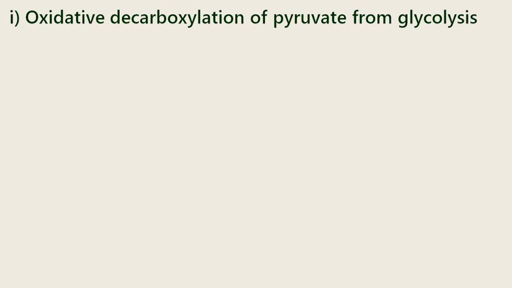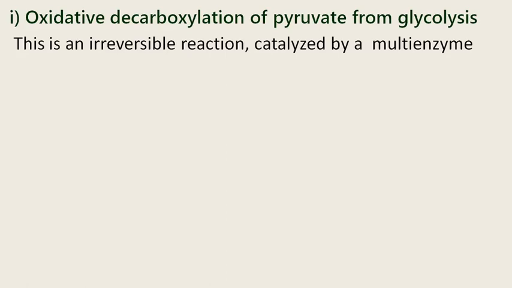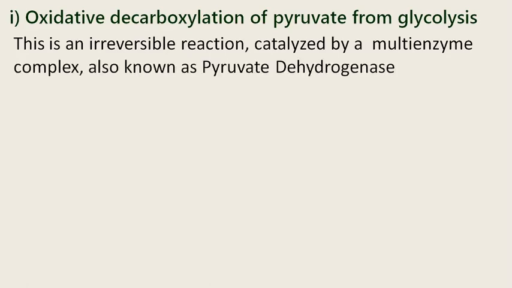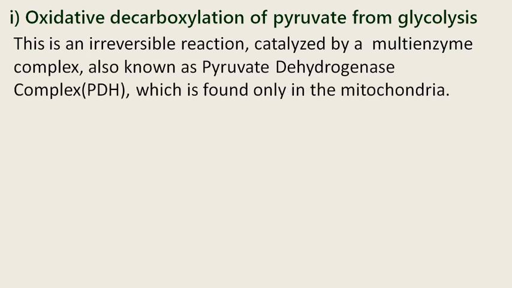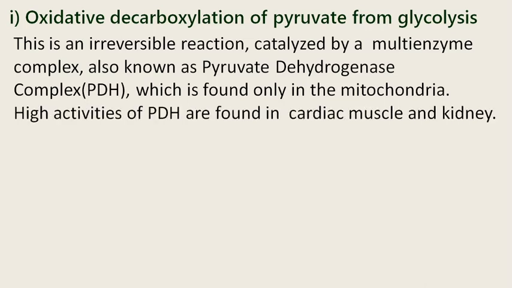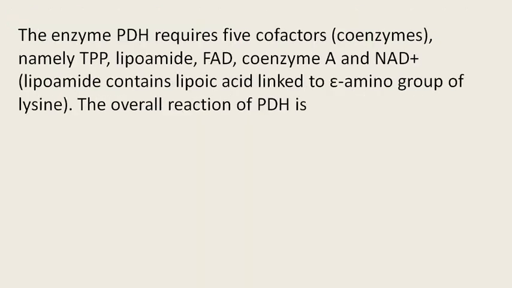Oxidative decarboxylation of pyruvate from glycolysis. This is an irreversible reaction catalyzed by a multi-enzyme complex also known as pyruvate dehydrogenase. This pyruvate dehydrogenase is found only in the mitochondria. High activities of PDH are found in cardiac muscle and kidney. This enzyme PDH requires 5 cofactors or coenzymes.